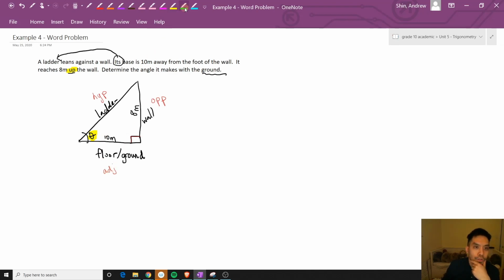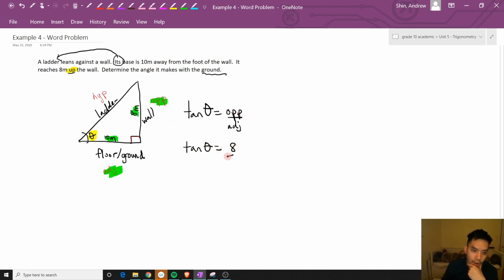And again, the next thing you do is highlight what they gave us. So this is 8 meters, they gave us that, and that's the opposite. They gave us the adjacent. So the formula that has both opposite and adjacent is tangent. Okay, so tangent of theta is equal to opposite over adjacent. And here we go. They want us to find theta, so we do not know what theta is. Do we know what opposite is? Opposite is 8 meters. And adjacent is 10 meters.